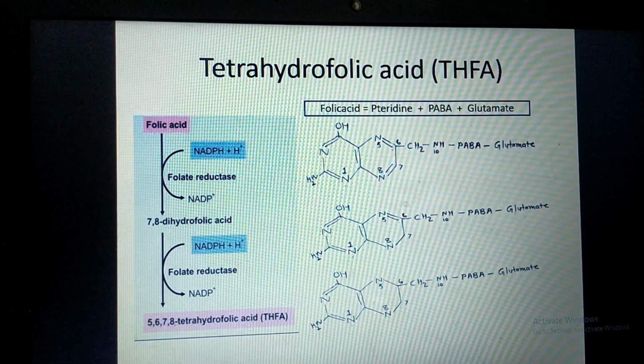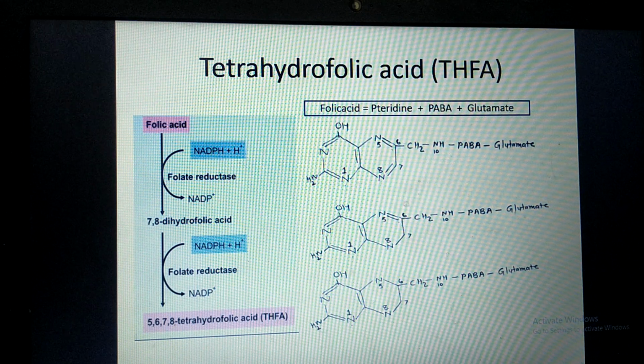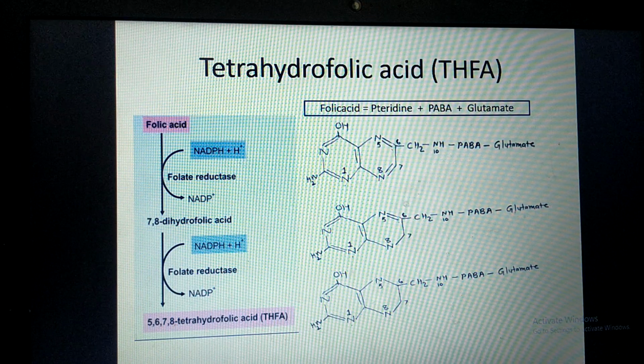This is about tetrahydrofolic acid. This tetrahydrofolic acid is a coenzyme synthesized from folic acid, which is a vitamin present in our diet. The figure is shown on the top. Now this folic acid undergoes reduction with the help of the enzyme folate reductase, and for reduction 2 hydrogen atoms are donated by NADPH, and these 2 hydrogen atoms are added between the 7th and 8th atom of the pteridine ring.